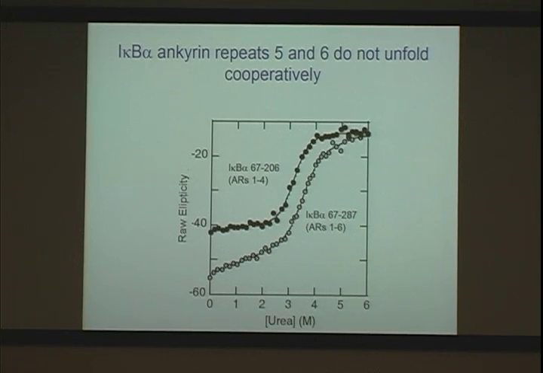So we already kind of had an idea that Ankyrin repeats 5 and 6 were not part of a cooperative folding transition for this protein because we had done a truncation where we expressed only the first 4 Ankyrin repeats. And you can see that there's this sort of pre-transition baseline in this folding curve of the full I kappa B alpha Ankyrin domain. And that is gotten rid of by lopping off that fifth and sixth repeats. And you see the same cooperative folding transition, just missing this pre-transition baseline there.